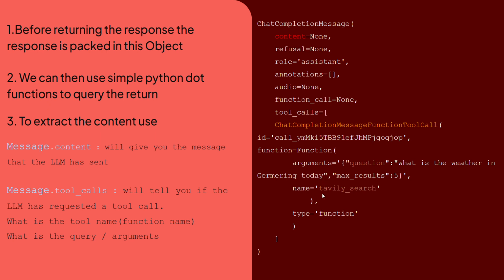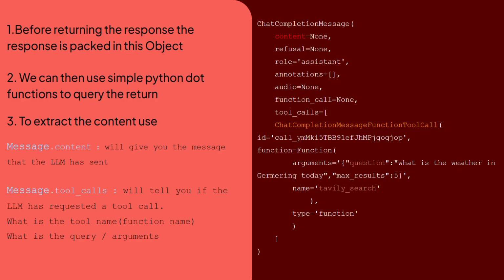What is the tool name? Tavily search is the tool name. What parameters need to be passed? The parameter keyword is question, and this question should be passed. What is the value? What is the weather in Germering today? Okay. There is one more parameter, we'll come to that later. So this is the fundamental structure of how the LLM will respond back to you.